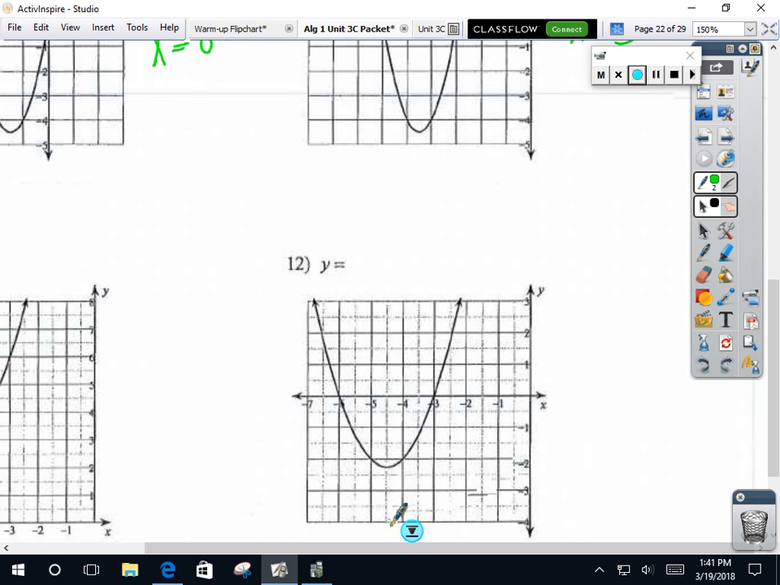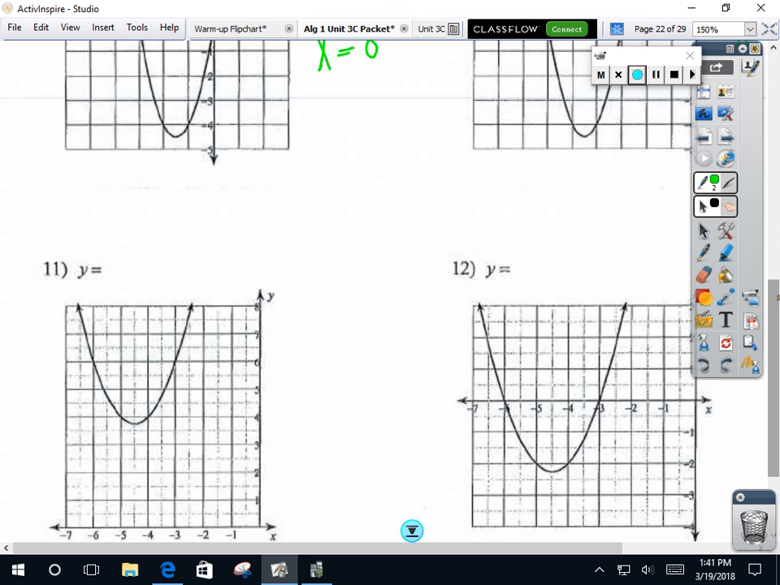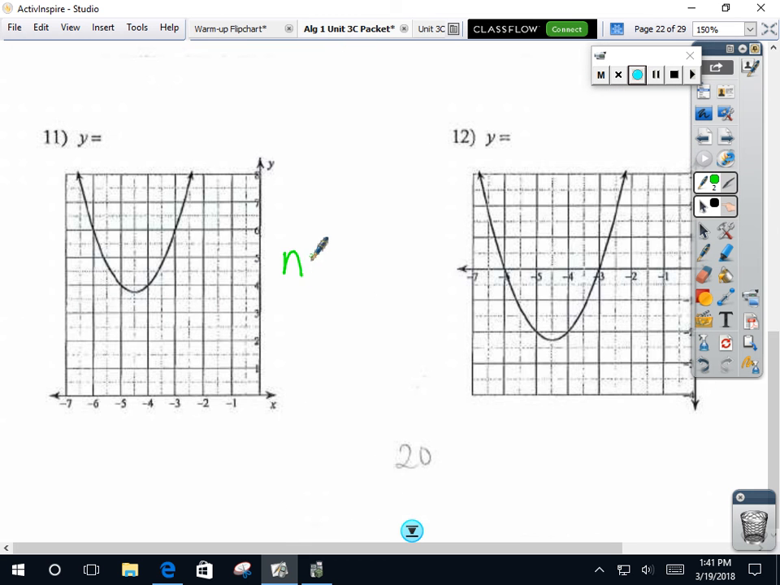For number 11, there are no solutions because there are no x-intercepts. But we can still write this equation in vertex form. Okay, the vertex is left 4.5. Well, if your h value is -4.5, in the formula, wouldn't it be x plus 4.5? And then you have to go up 3.75.